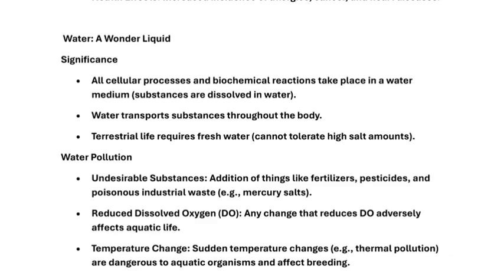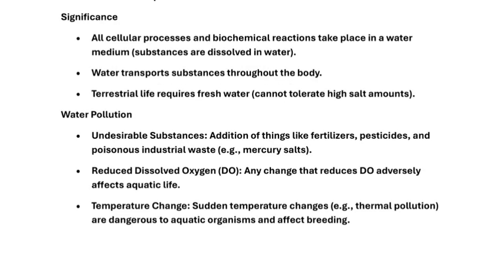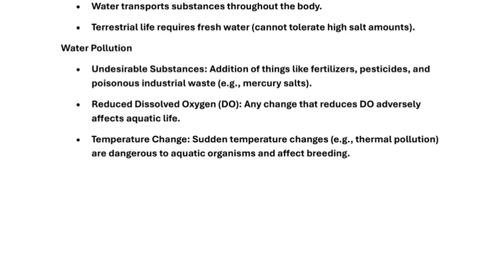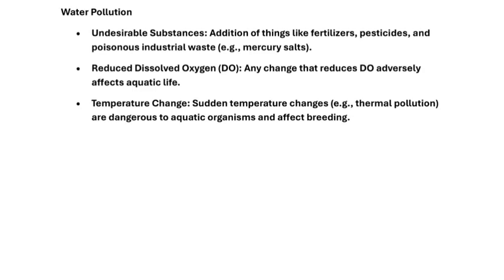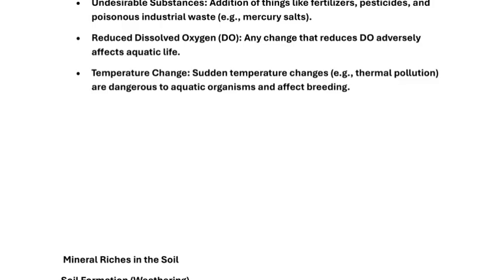Water pollution: the addition of undesirable substances like fertilizers, pesticides, and poisonous industrial waste, for example mercury salts. These reduce dissolved oxygen, and any change that reduces dissolved oxygen adversely affects aquatic life. Temperature change: sudden temperature changes, for example thermal pollution, are dangerous to aquatic organisms and affect breeding.